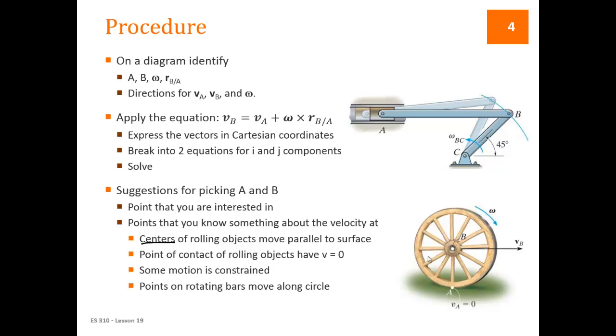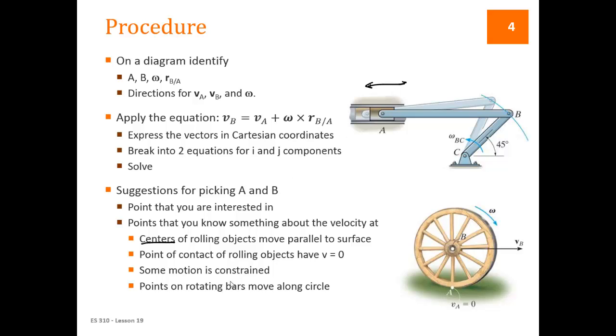So if it's rolling on the ground and the ground itself isn't moving, then v is equal to 0 at the point of contact. In some cases, the motion is constrained. For example, A is constrained to move horizontally, right? And so we know it only has an I part. It doesn't have a J part.